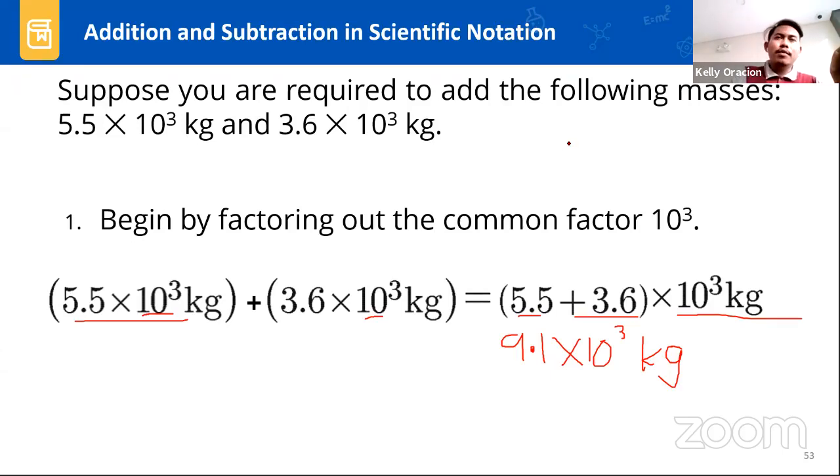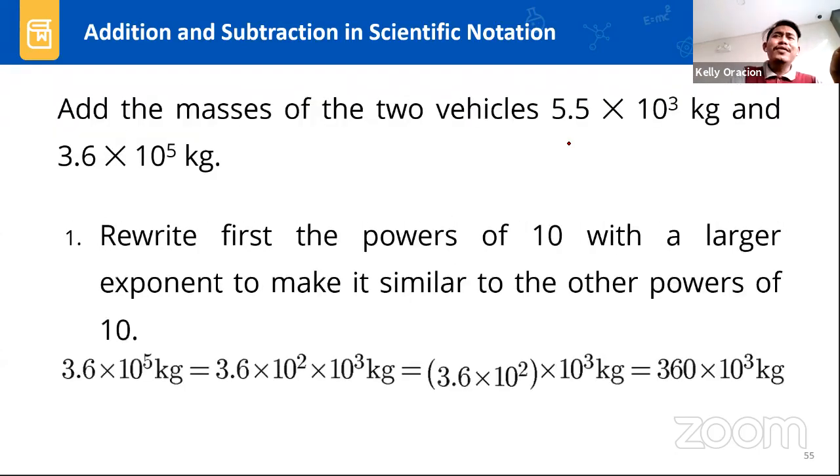Now, how about this one? What if hindi sila parehas? Ito yung tanong. What if hindi sila parehas? 5.5 times 10 raised to 3 or 3.6 times 10 raised to 5. Sabi ng estudyante ko, sir, i-transform na lang namin yan into decimal, yung dalawa, then i-add. Then, ibalik ulit into scientific notation. Kaya pwede man siya, pwede ganyan.